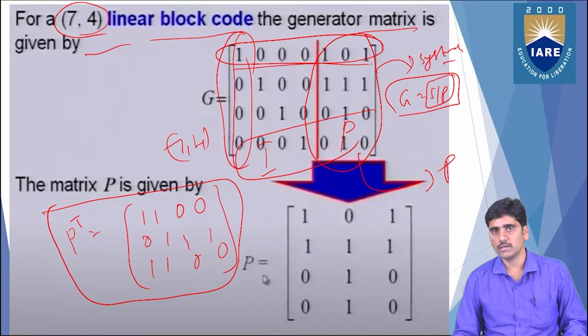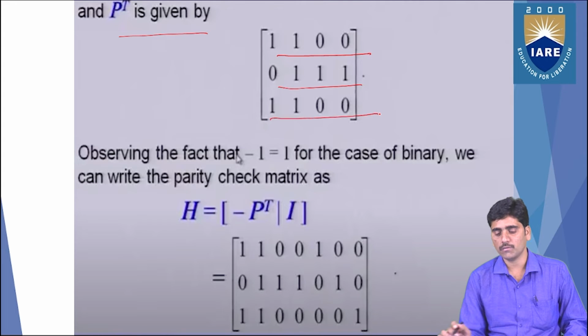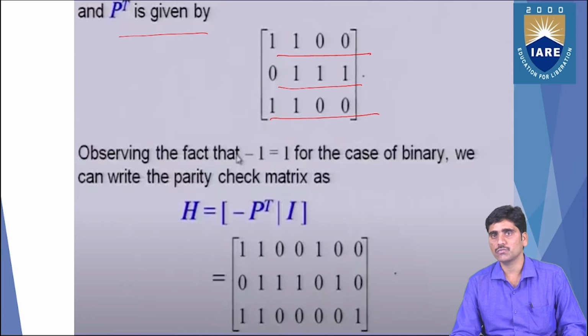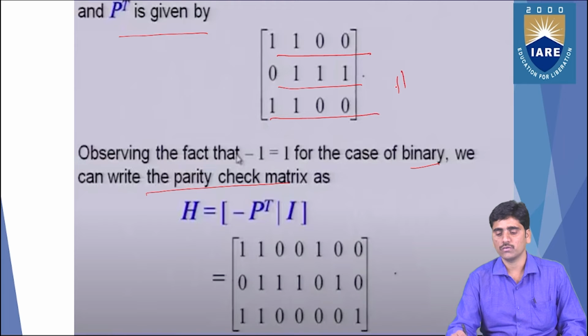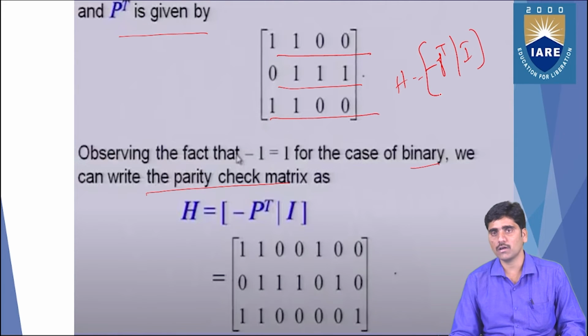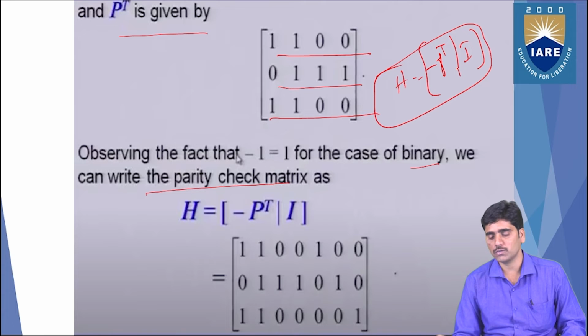Right. So see here what we'll get actually. This is 1 1 0 0, 0 1 1 1, and 1 1 0 0. So now we observe that -1 equals 1 in the case of binary. So hence we can write the parity check matrix as H equals minus P transpose, I. So we need to write the generator matrix form in this way.